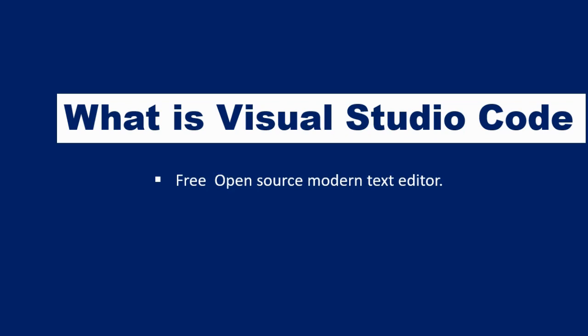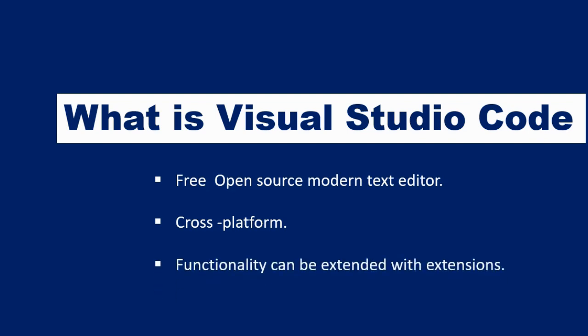Visual Studio Code is cross-platform. That means it will work across multiple operating systems. So it will work on Windows. It will also work on Mac. Visual Studio Code can be extended in functionality by installing extensions. So if you want to add functionality to Visual Studio Code, you can download and install extensions to extend its functionality. The official link to Visual Studio Code is displayed on the screen.